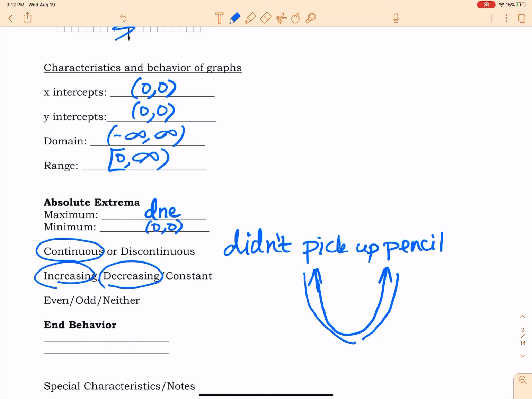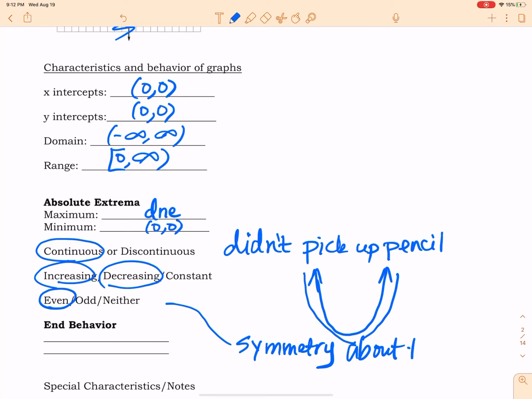Even, odd, or neither. I'm going to explain this in more detail later, but it has to do with symmetry. Since the parent function of a parabola has symmetry about the y-axis, it is considered to be even. So symmetry about the y-axis. Look at that. Beautiful.